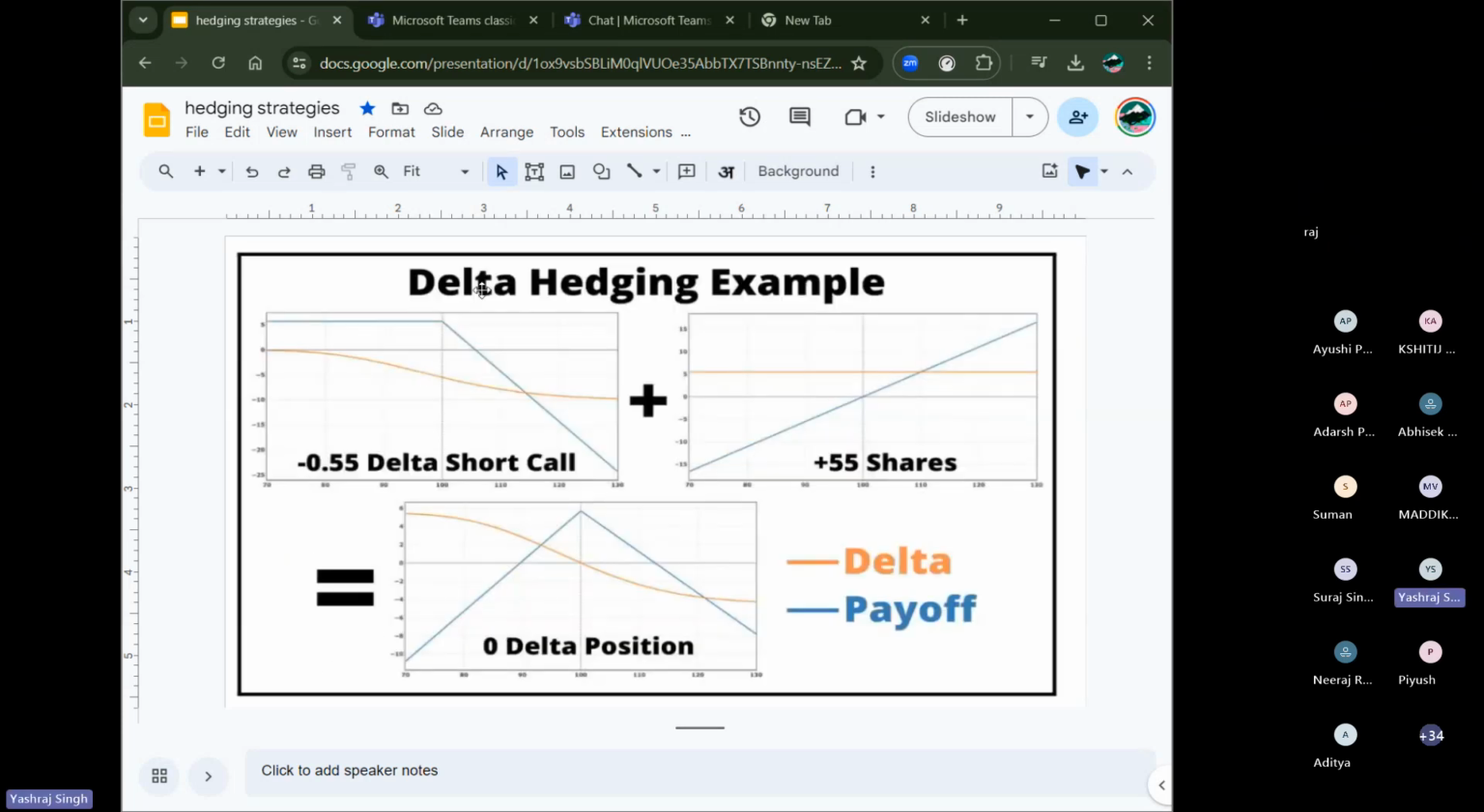The second strategy that we can do with options is delta hedging. Now we'll come back to the discussion where we were discussing delta. What is delta? Delta is something that mimics how much movement happens in the underlying, and that much movement, according to delta, will happen in the derivative. For example, here we have this delta of 0.55.